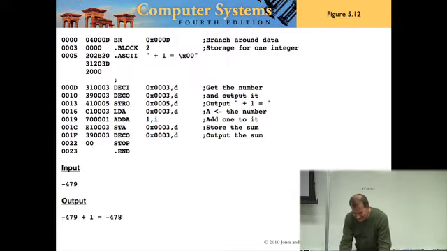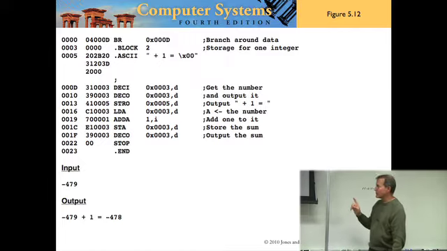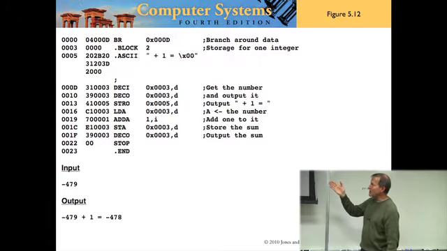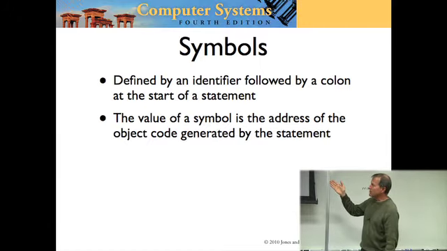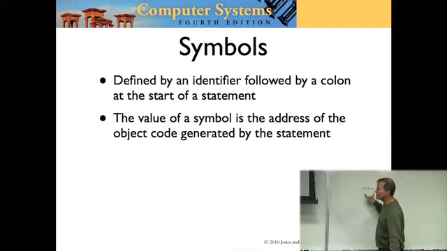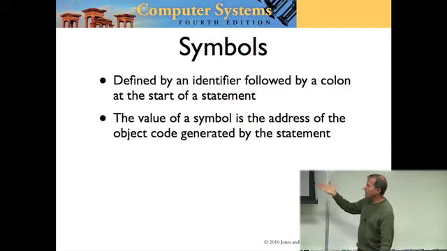So look, does main not get loaded into the memory at that point then? Well, let's talk about exactly what happens in a minute. Okay, so that's the concept of a symbol. A symbol is defined by an identifier followed by a colon at the start of a statement. That's what defines it. And then the value of a symbol is the address of the object code generated by the statement. Do you see what I mean? It's the address of the object code.